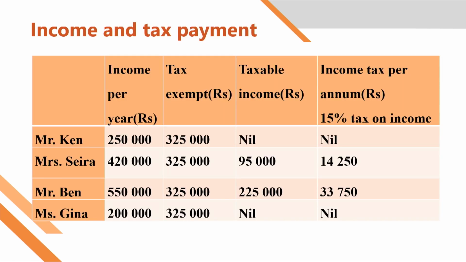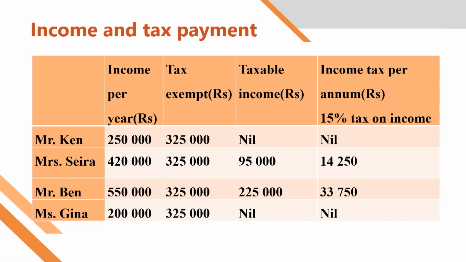Income and tax payment. Here is how income tax is calculated per annum. For example, Mr. Ken earns 250,000 rupees per year. Tax exemption is 325,000 rupees. Therefore, taxable income is nil because tax exemption is greater than income per year.